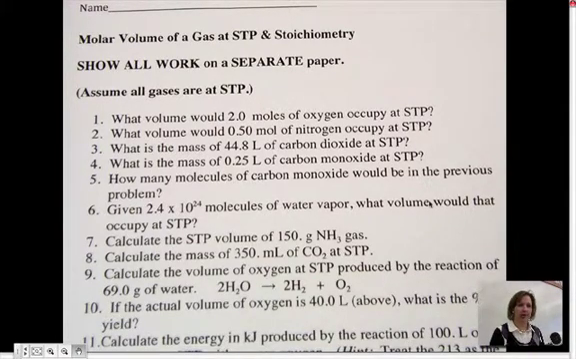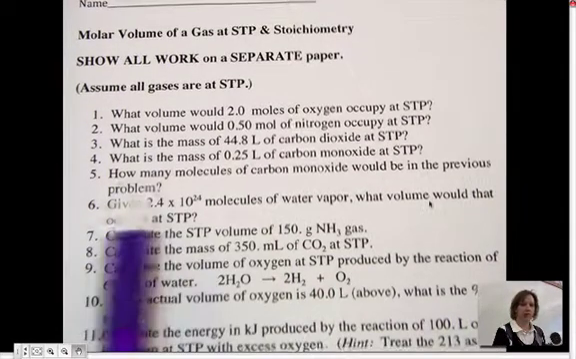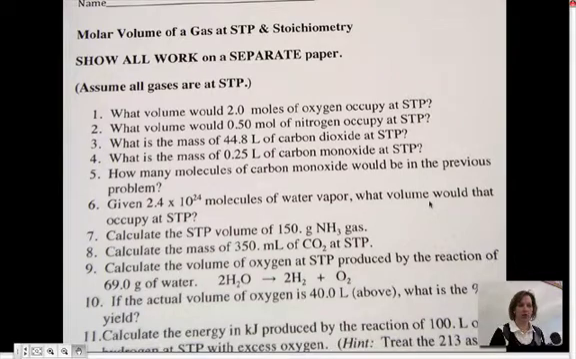Hi, this lesson is going to be on working some problems with gases that are at standard temperature and pressure, and molar volume and stoichiometry. This is the worksheet you'll need. I'll work some of the problems and maybe you can find the other answers on my website.